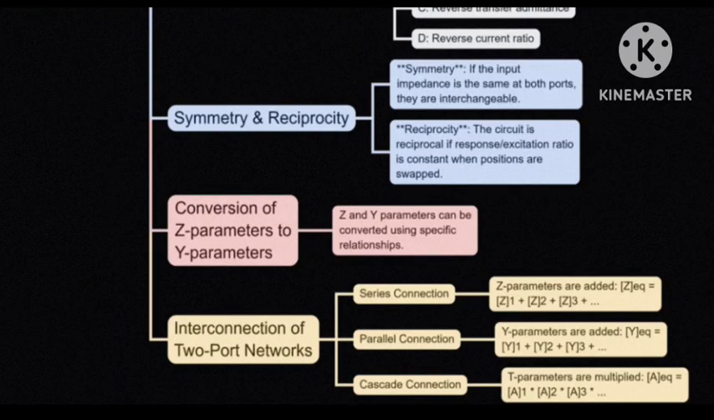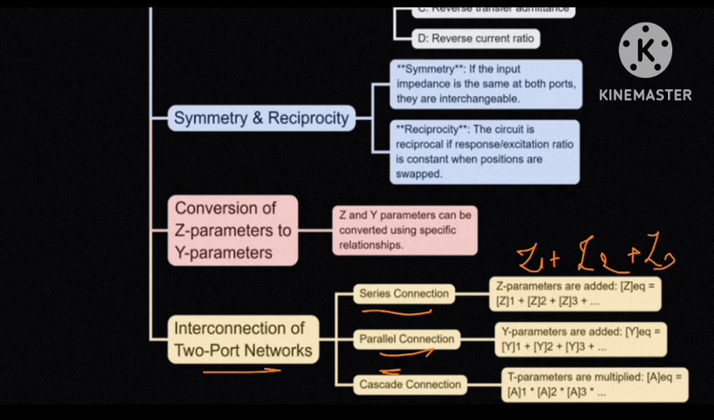And the last is the interconnection of two-port networks. There are three types of connections: series, parallel, and cascaded. In the series connection, the parameters are added, meaning Z1 plus Z2 plus Z3. In parallel, the Y parameters are added. In the cascade connection, the T parameters, meaning the ABCD parameters, are multiplied. So this is known as the interconnection of two-port networks.